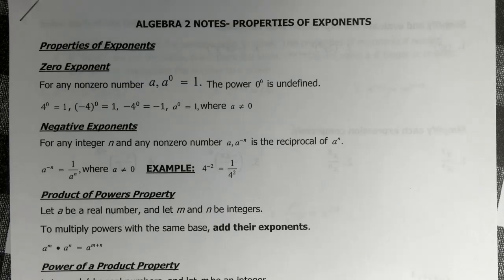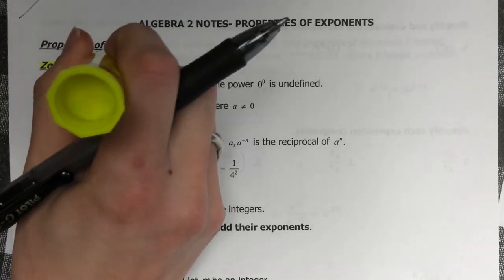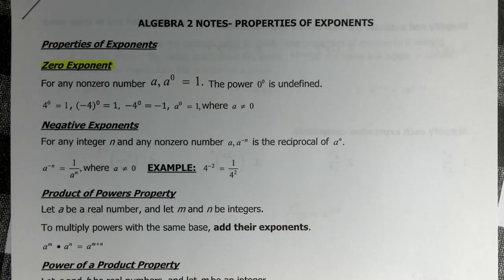Okay, your properties of exponents. You're going to have a few that I have listed. You're not going to get these formulas. You don't get formulas on the SAT, so that's why we don't give you formulas for your tests and quizzes here, okay? Your zero exponent property tells you basically anything to the 0 power is 1.